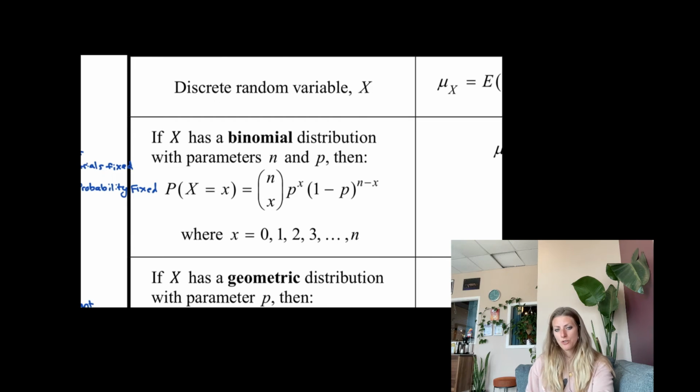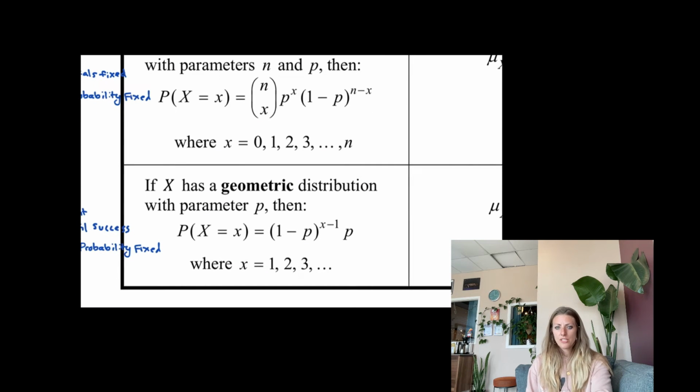For the geometric distribution, it's a different situation, because you want to know the probability of getting a success on your 5th try or something like that. And all that means is that you have a fail, fail, fail, fail, success. And so the formula is a little bit easier. It's the probability of failing x minus 1 times, times the probability of success. And it just kind of depends on what the question asks.